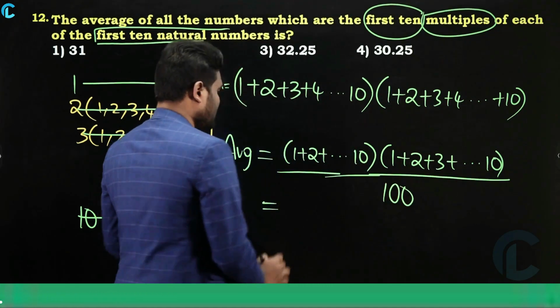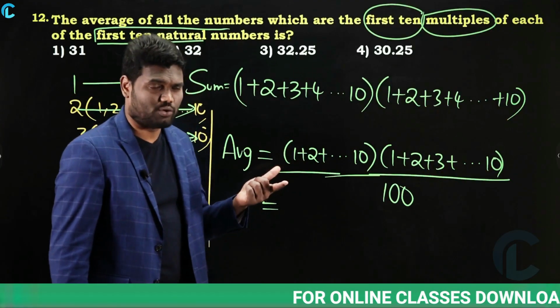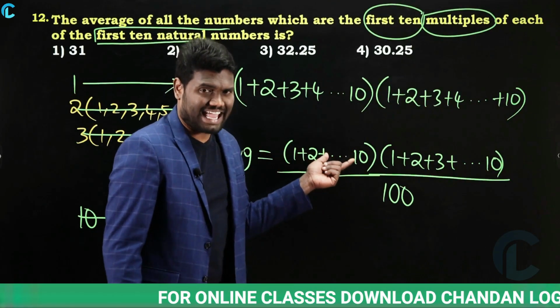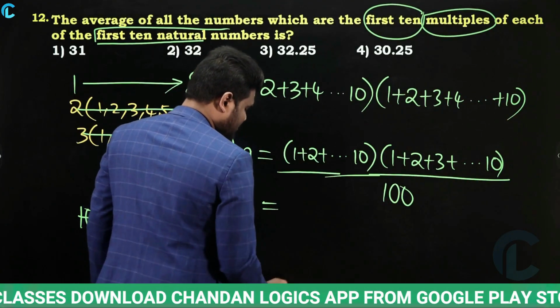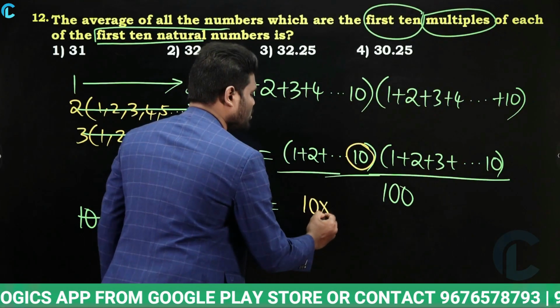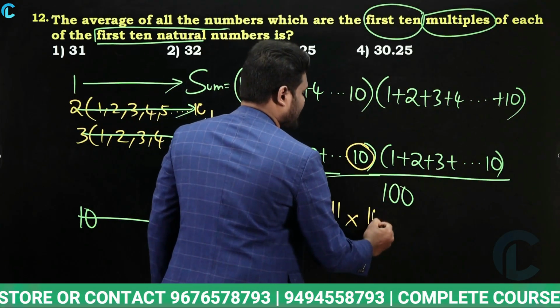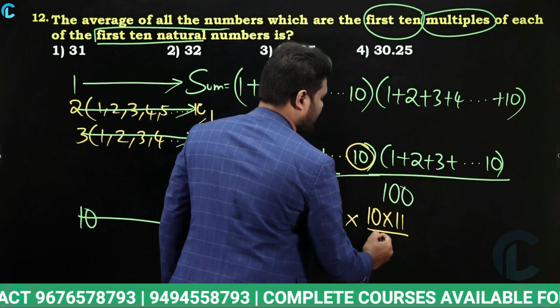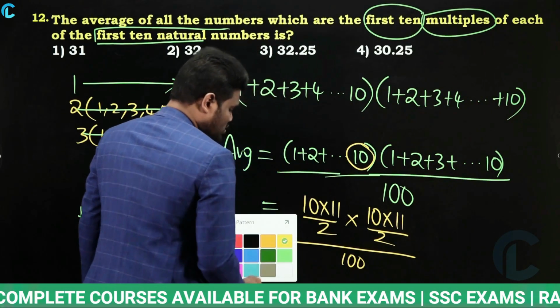Now if you observe here, the sum of n natural numbers formula is n into n plus 1 by 2. Here the highest number is how much? Here the highest number is 10. So n into n plus 1 by 2 means 10 into 11 by 2. Similarly, this one also is 10 into 11 by 2, divided by 100. Yes or no? So calculate this.